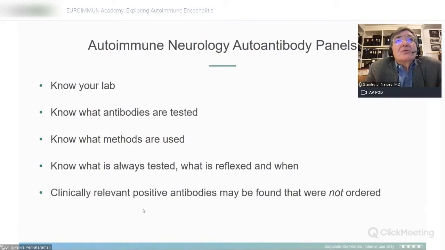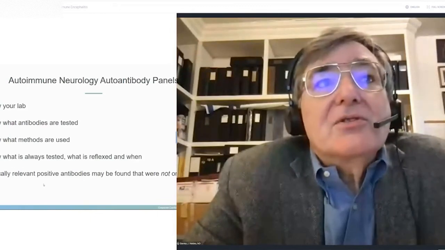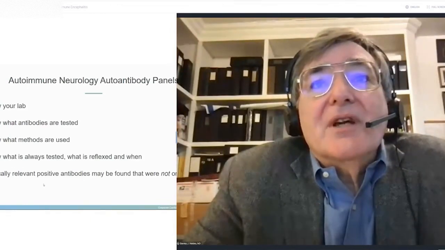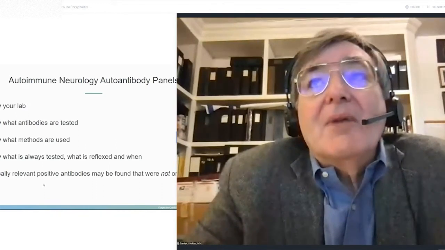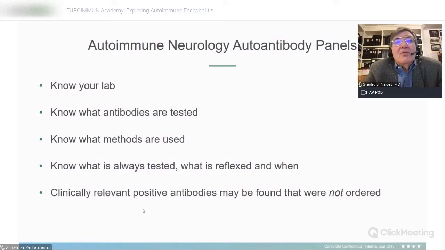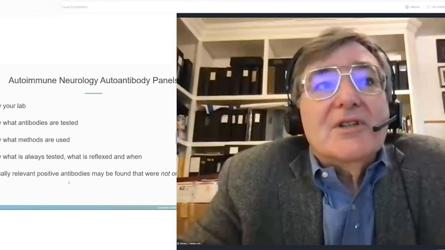So it's very important to know your lab and know what antibodies they test for when they do an autoimmune encephalitis panel, know what methods are used, and know what is always tested and what is reflexed and when. And there may be clinically relevant positive antibodies that can be found that may not be ordered. And it's helpful to know that your laboratory is willing to advise the clinician that there may be tissue staining without an identified specific antibody present, or there may have been an antibody that is positive that was not ordered, so that you provide as much information to the clinicians from the laboratory as possible.